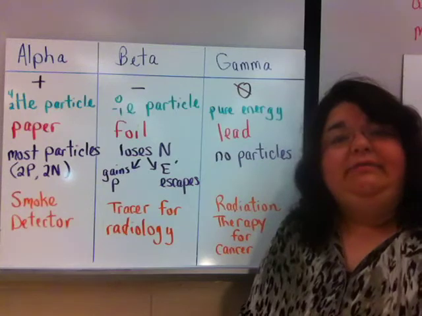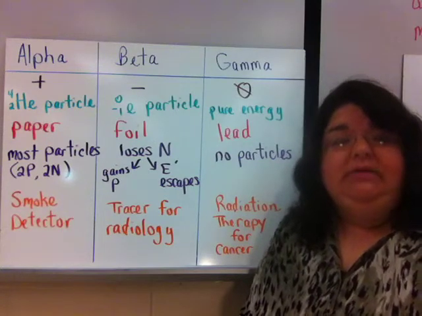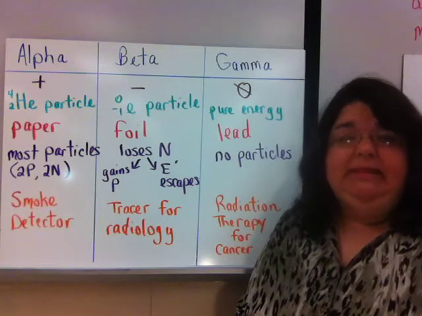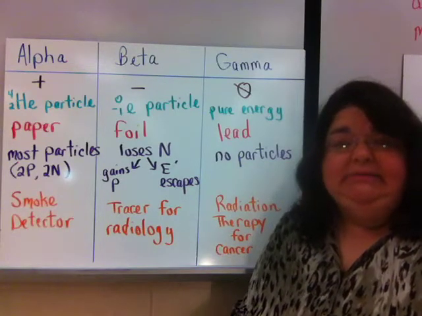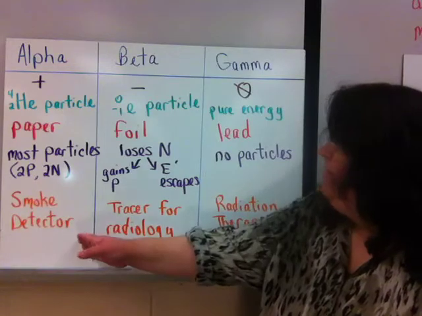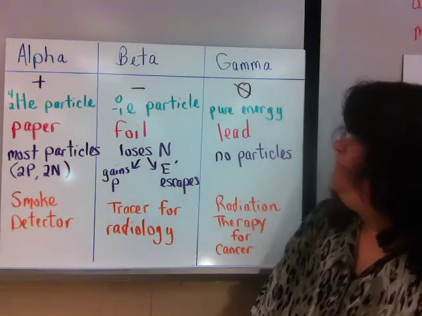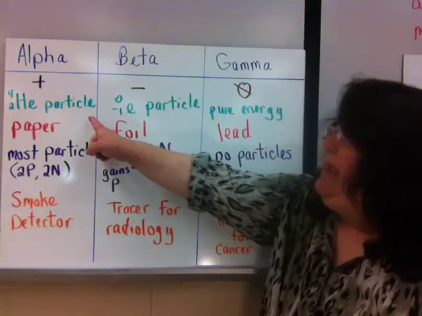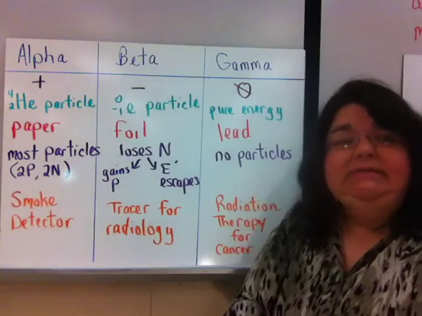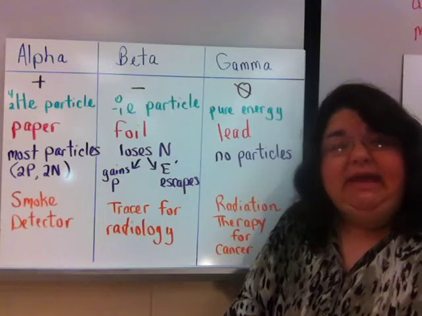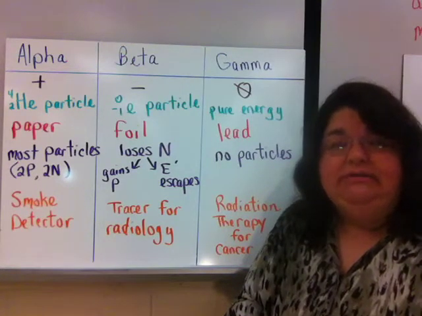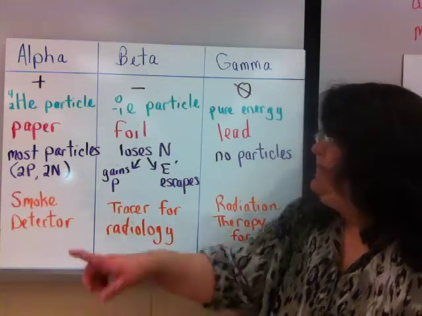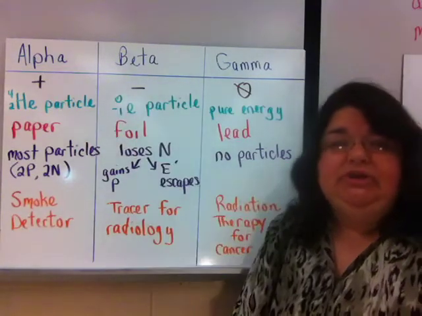Okay, so there are three different particles and rays, or three different forms of radiation that we can talk about leaving an unstable nucleus. And we have alpha, beta, and gamma. Now, alpha particles are a helium nucleus. So it's a nucleus that has two protons and two neutrons. Well, protons are positive and neutrons are neutral. So this alpha particle is positively charged.